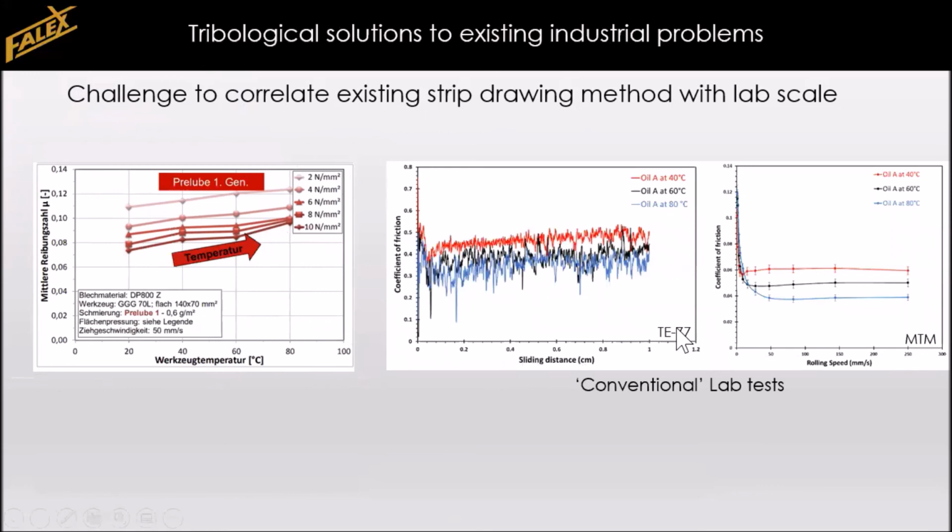So a set of conventional lab tests were evaluated, a Bulint reciprocating test on the one hand, a roll-slip mini traction test on the other hand. And we found very quickly that the temperature behavior is actually reverse or opposite of the industrial practice. So this setup does not correlate with reality, and therefore we have to find another approach.